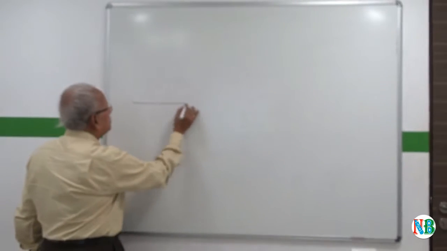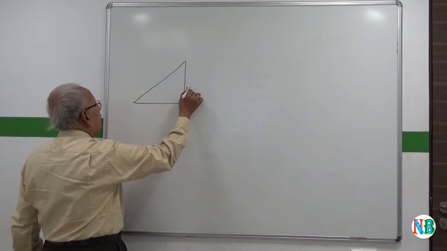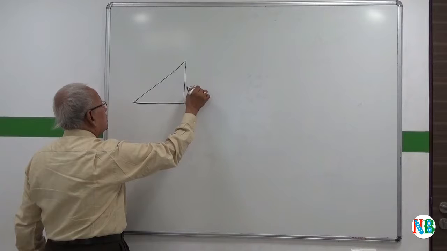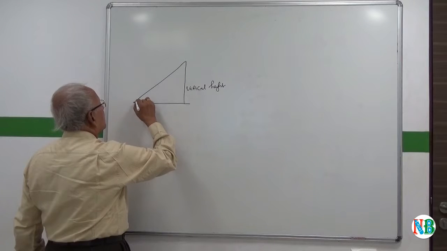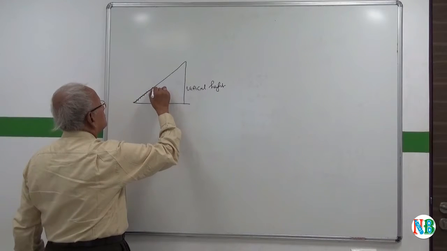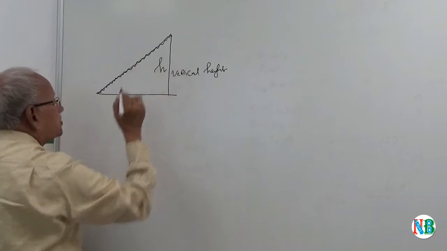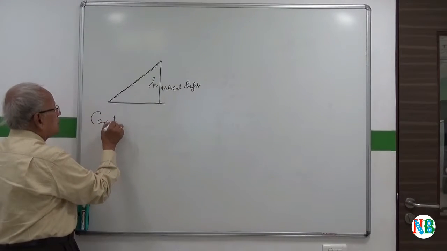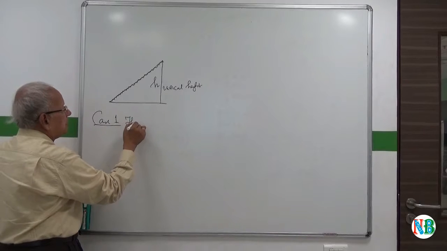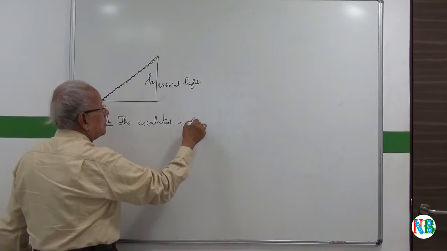Now, let me draw a picture. This is the vertical height climbed. So this is that escalator. Let me call this height h. So let me assume, case 1, the escalator is stationary. It doesn't move.